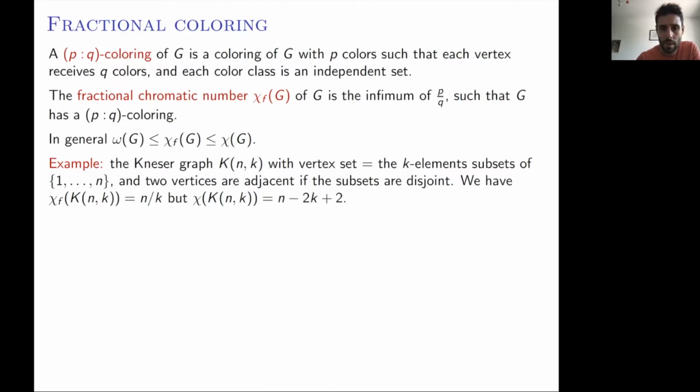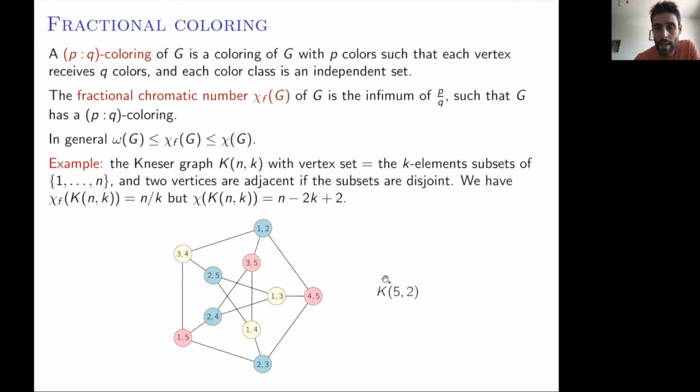So let me just make a small example. This is K(5,2), also known as the Petersen graph. And I gave here a 3-coloring, okay? So here the fractional chromatic number is 5 over 2 and the chromatic number is 3.